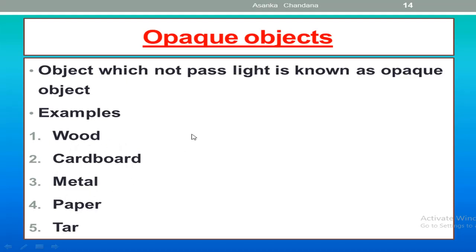Right, now we have learnt what a transparent object is, what a translucent object is, and what an opaque object is. We have divided objects like that according to the transmission of light. If light passes well, such substances are known as transparent. If little light passes through the object, it is known as a translucent object. If light does not pass through the object, such an object is known as an opaque object.